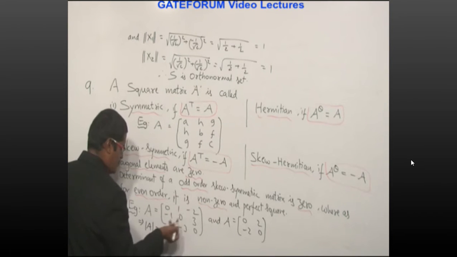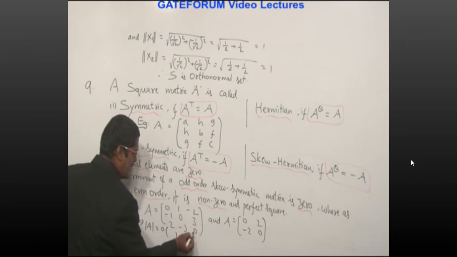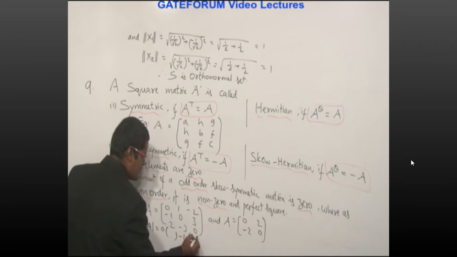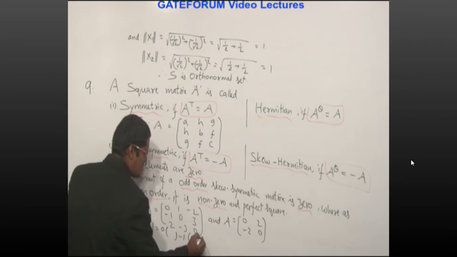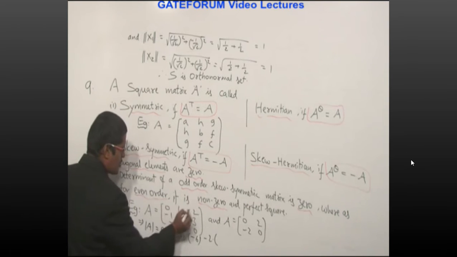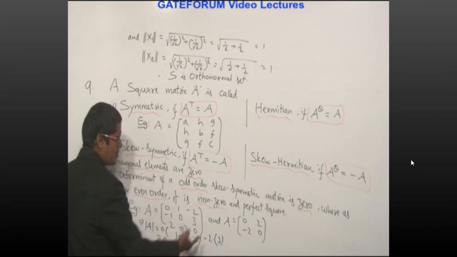0 into its cofactor value, not required to calculate. 0 into any number is 0. This is minus 1 into, because for this one the cofactor sign is for i value 1, j value 2, minus into that element into, deleting first row, second column, you will get the minor of this one. So that means AD minus BC, 0 minus 6. Next, this element into minus 1 whole power i plus j becomes plus, minus 2 into, leaving third column first row, AD minus BC, that is 3. So how much is the answer? 0 plus 6 minus 6.